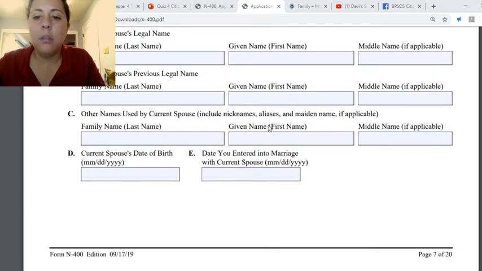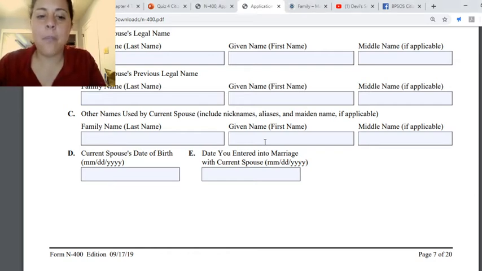Did your husband or wife have a name before? If they did not, leave letters B and C blank. Now, let's look at letter D.